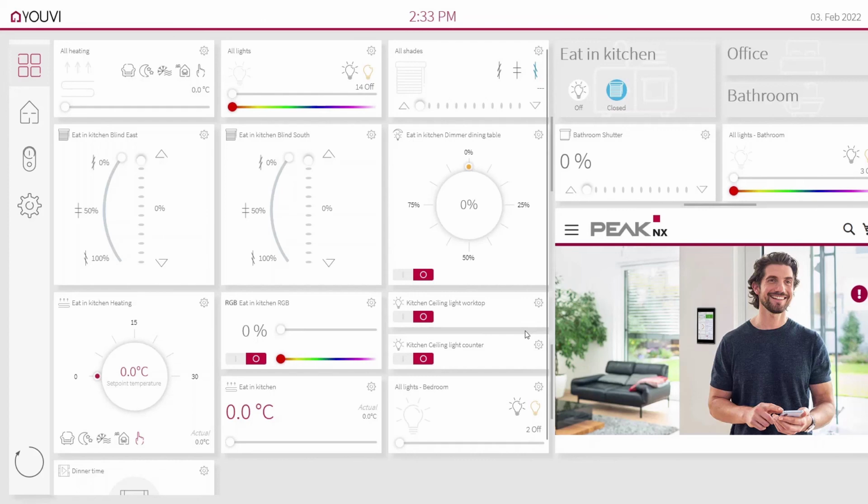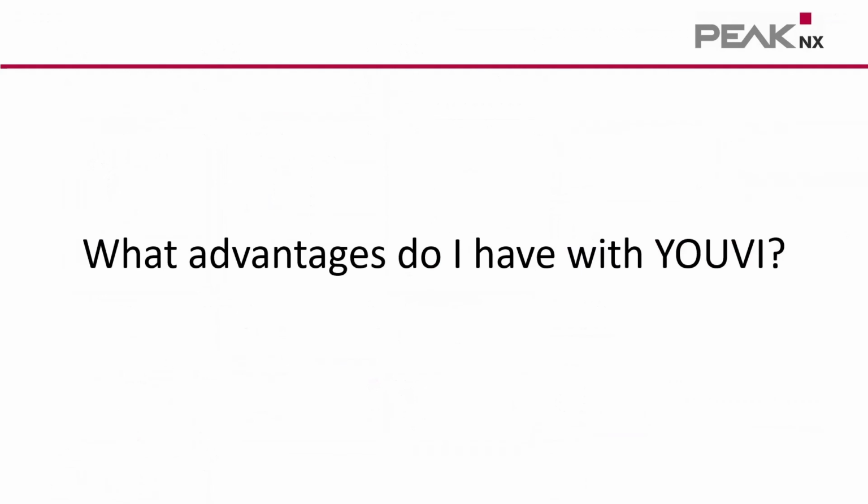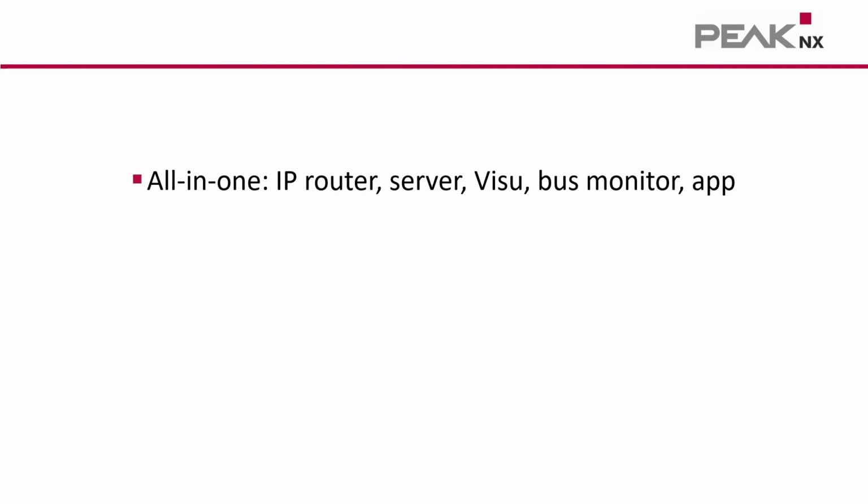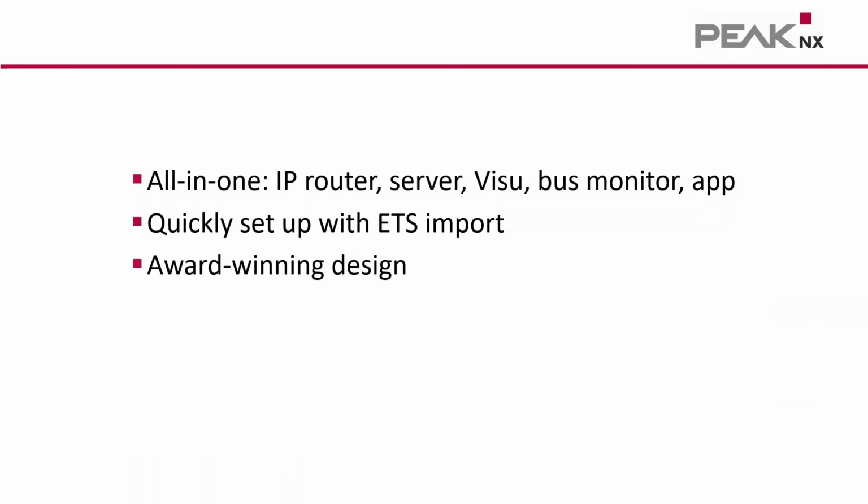Now we come to the advantages you have with YOUVI. With YOUVI, you don't only have a visualization, but also an IP router, a KNX server, a bus monitor, and a mobile app. You can use YOUVI on our panels or on your smartphone or tablet. This means that you can save on IP router and server hardware, because it is already included when you buy the panels with YOUVI or the USB connector. In addition, the visualization is set up quickly. This saves a lot of time and work for your system integrator. Furthermore, you get a visualization in a high-quality look, which is clearly arranged and easy to use for everyone.